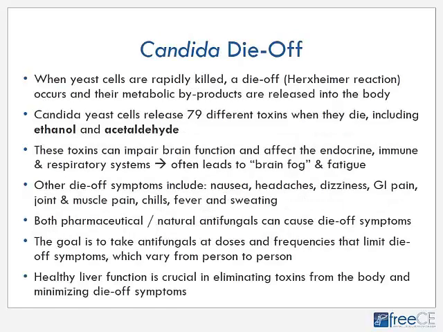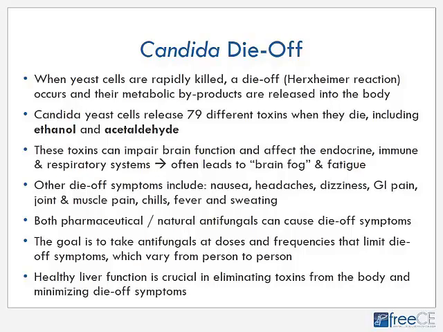When yeast or fungal cells are rapidly killed in the body, a die-off occurs, leading to symptoms that are called the Herxheimer reaction, because their metabolic products are released into the body. For example, Candida yeast cells release 79 different toxins when they die, including the very toxic ethanol and acetaldehyde. These strong toxins can impair brain function and affect the endocrine, immune, and respiratory systems, and they are what often lead to the brain fog and fatigue experienced by people suffering from Candida and trying to rid themselves of it. Other Candida die-off symptoms include nausea, headaches, dizziness, gastrointestinal discomfort, joint and muscle pains, chills, fever, and sweating.